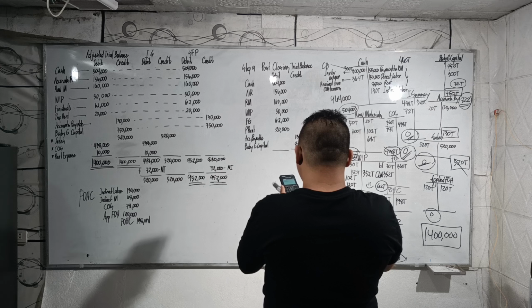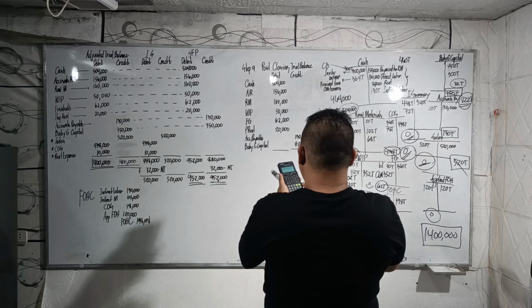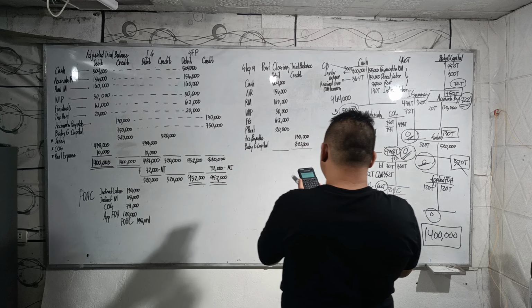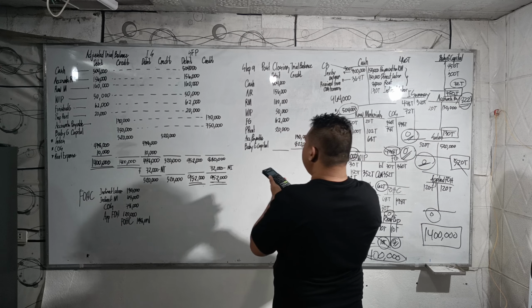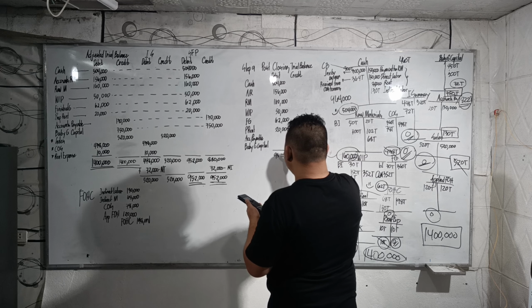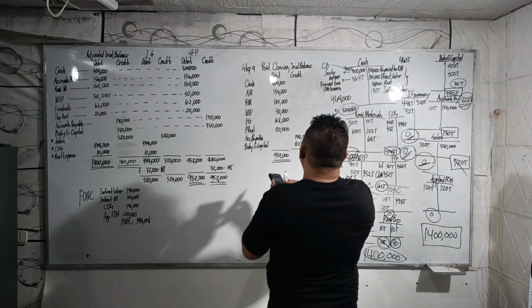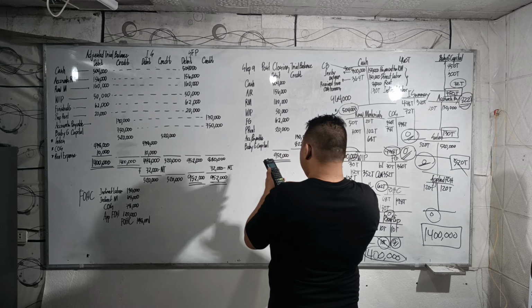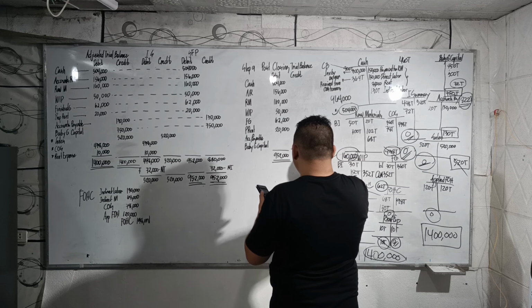504,000 plus 156,000 plus 160,000 plus 50,000 plus 62,000 plus 20,000. It's 952,000. And then we have 130,000 plus 822,000. It's 952,000.